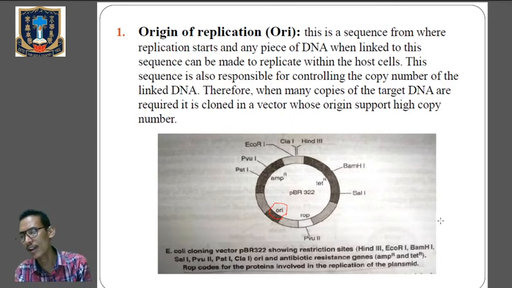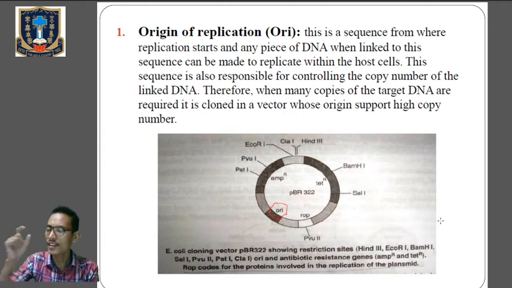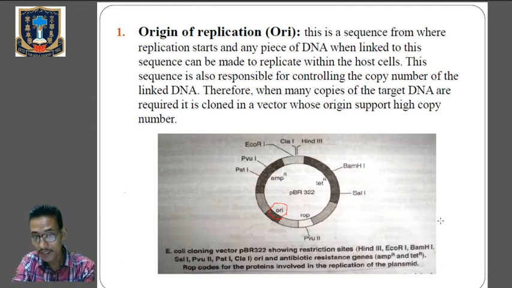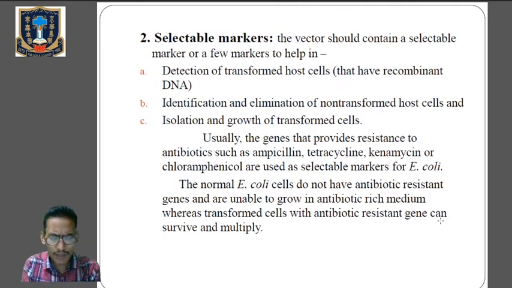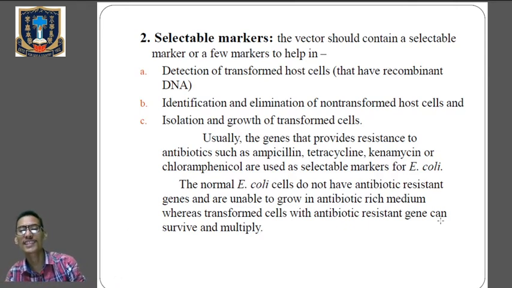A single fragment of DNA can produce multiple copies when it is linked to the ORI site in a vector. Next one, selectable marker. This is very, very important. The vector should contain a selectable marker or a few markers to help in. Now, why does the vector need a selectable marker? Number one, detection of transformed host cells. That we will learn afterwards. What does the transformed host cell mean?